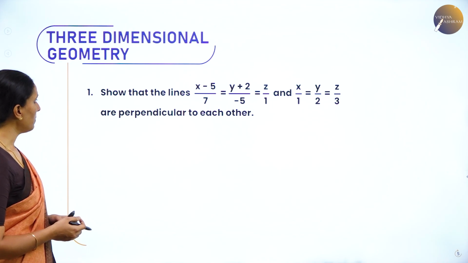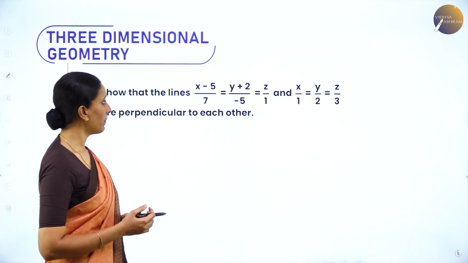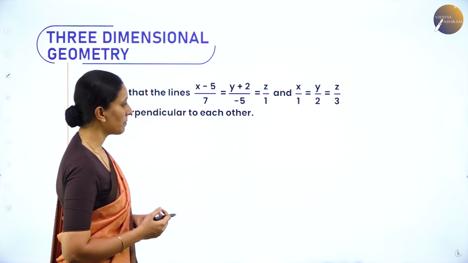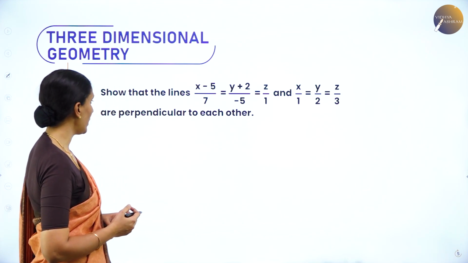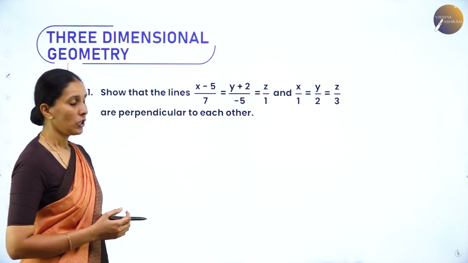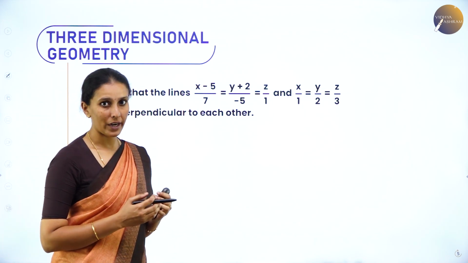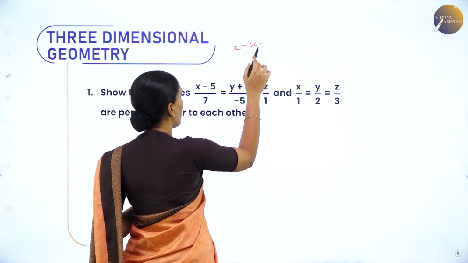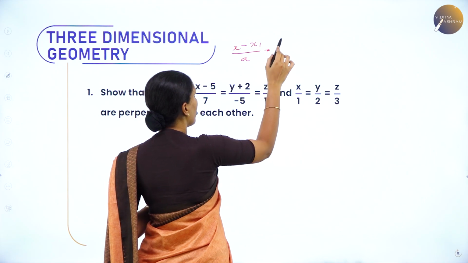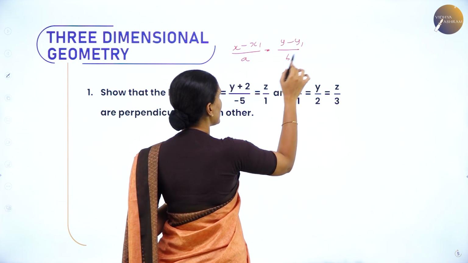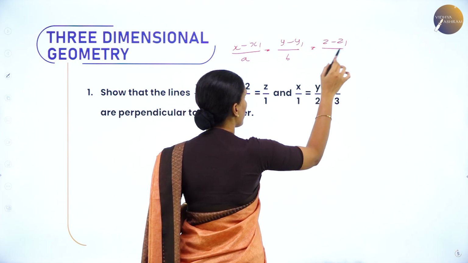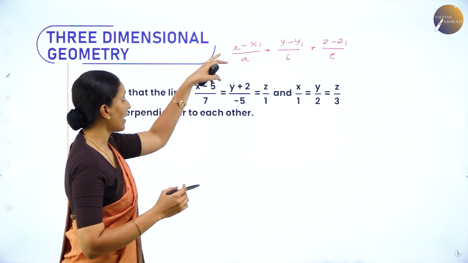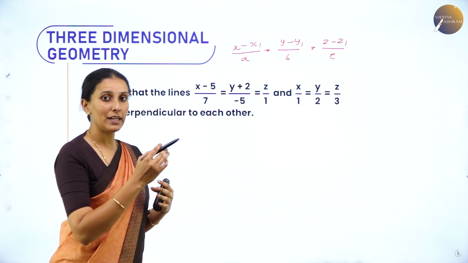Now let's take a problem. Show that the lines (x minus 5) by 7, (y plus 2) by minus 5, z by 1 and x by 1, y by 2, z by 3 are perpendicular to each other. Whenever the Cartesian equation of a straight line is given, you should always observe whether it is in the standard form of x minus x1 by a, y minus y1 by b and z minus z1 by c. Because sometimes instead of x they might give you 2x, but the standard form has to be in the form of x minus x1 by a.